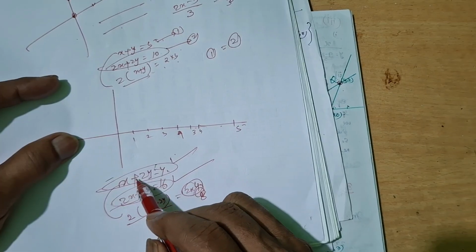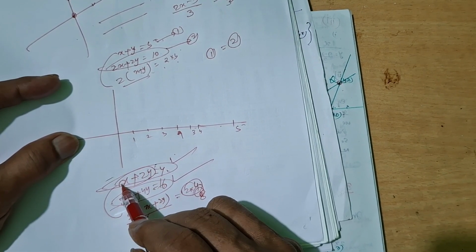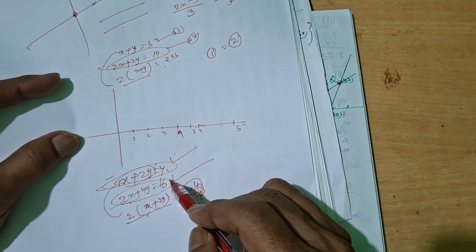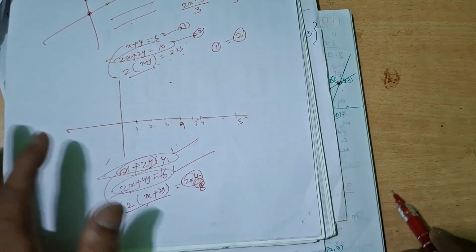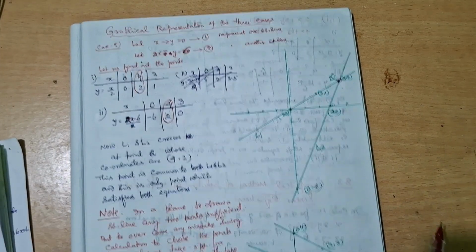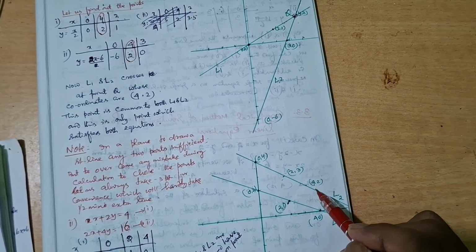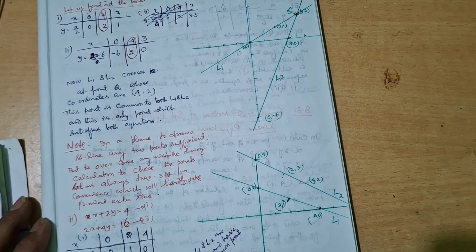The terms which bear the variables are 2 times, but the known term is not 2 times. At that time the lines will be parallel, and I will tell you the details later on. For the time being, just from the graph you conclude that these two lines are parallel. They have no common points.